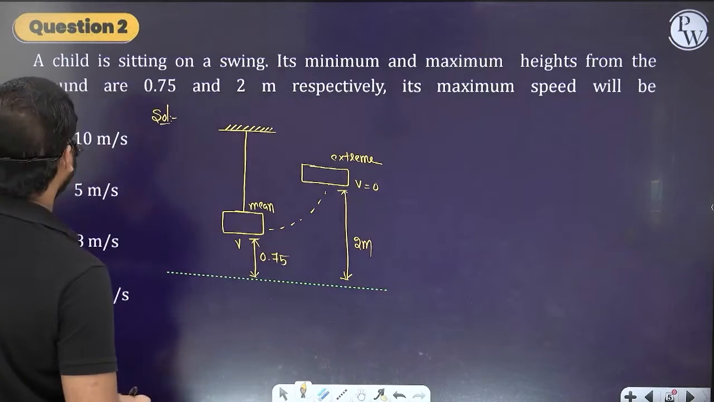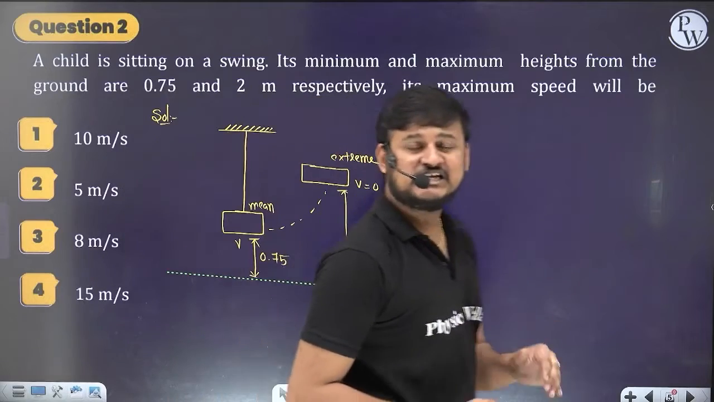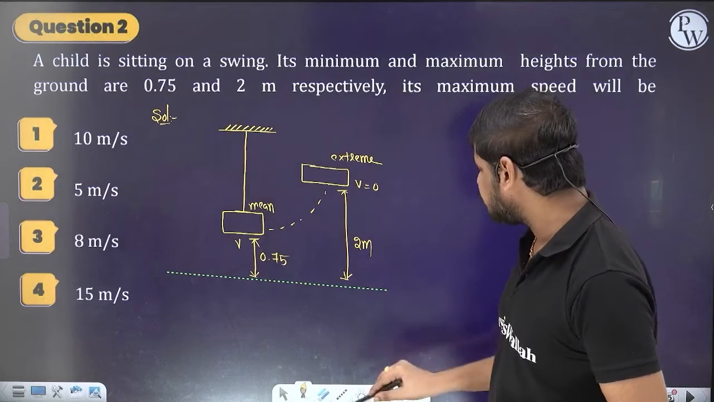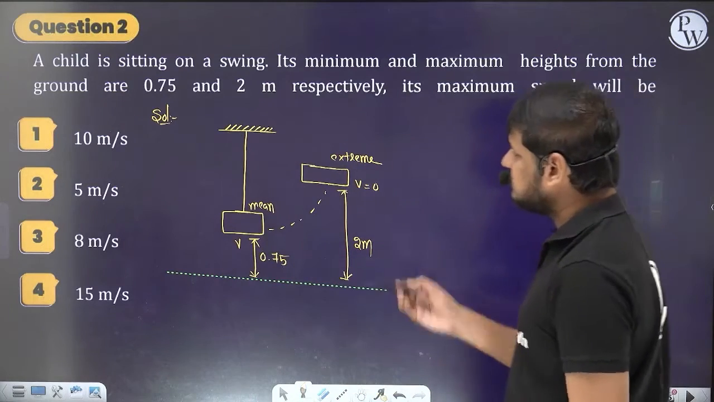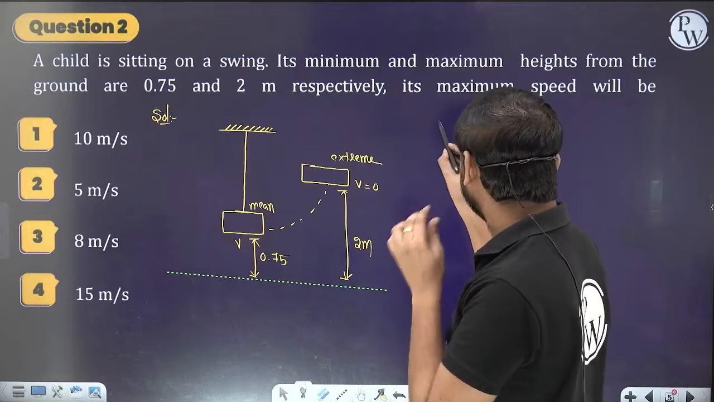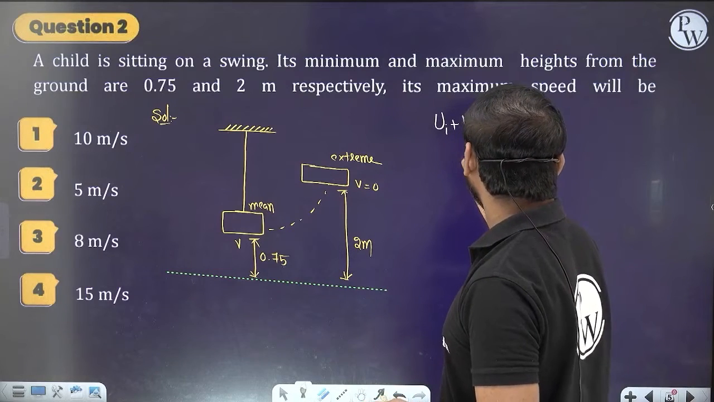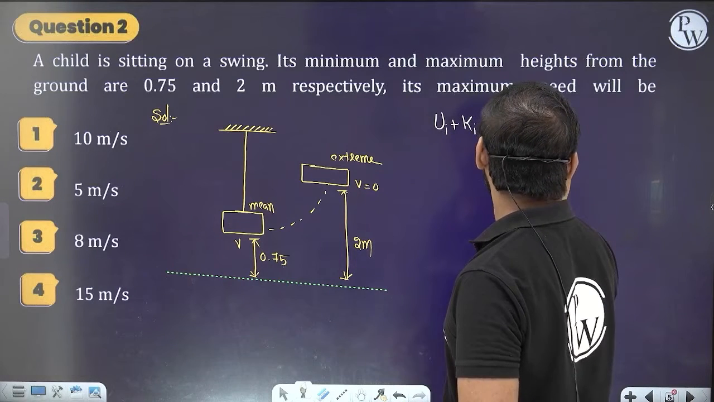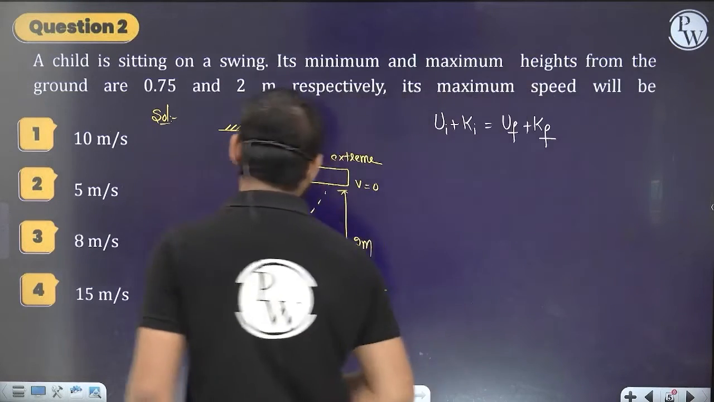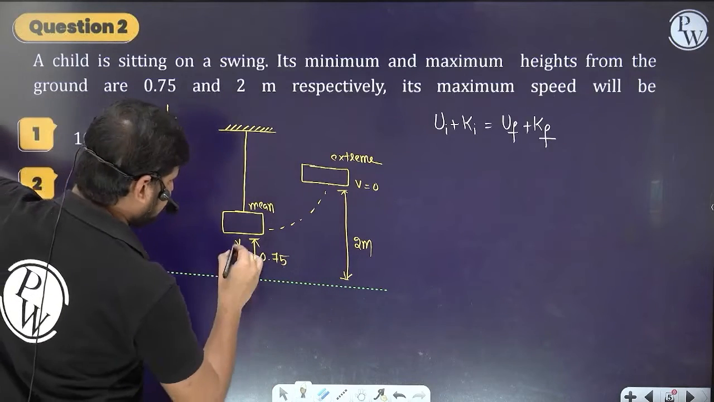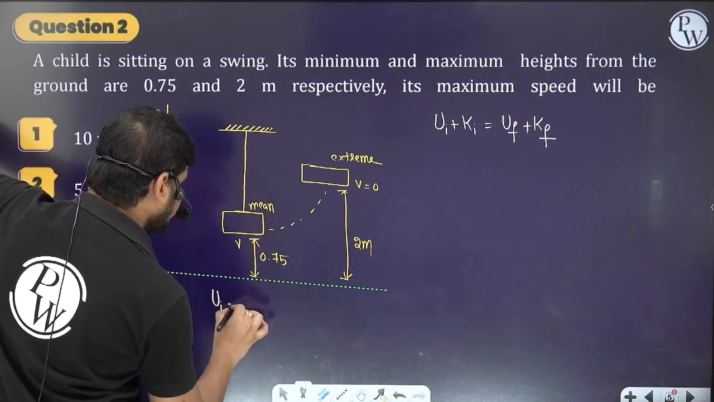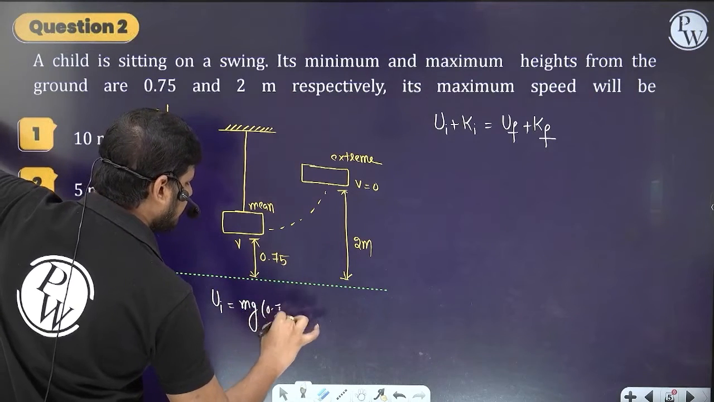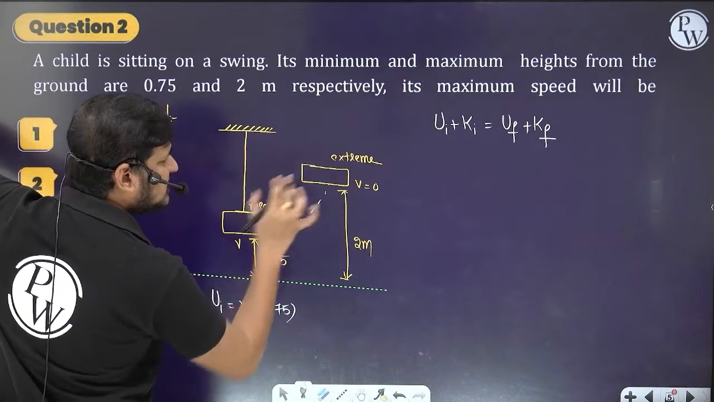Alright. So there are no external forces acting, and there is no air drag or friction. You can apply the conservation of mechanical energy. So simply, the initial potential energy plus initial kinetic energy is equal to the final potential energy plus final kinetic energy, right? So what are the initial values? The initial potential energy will be mg into 0.75, right? Initially this is at rest.